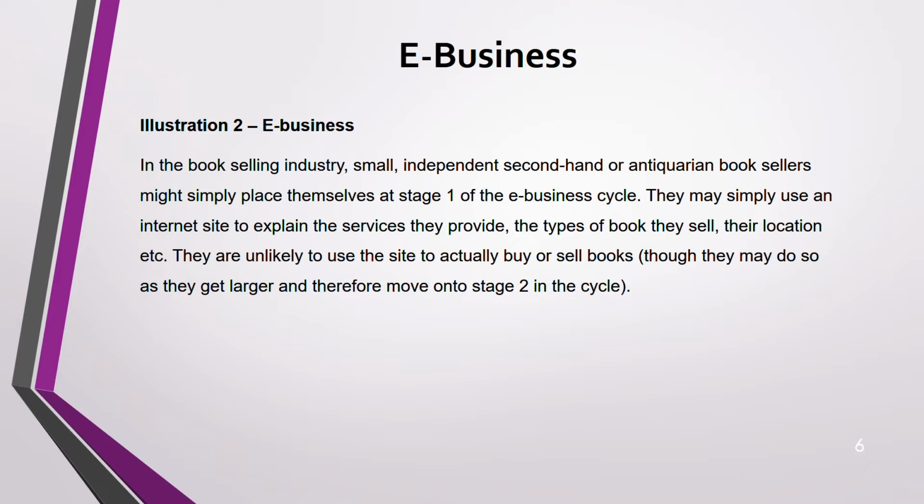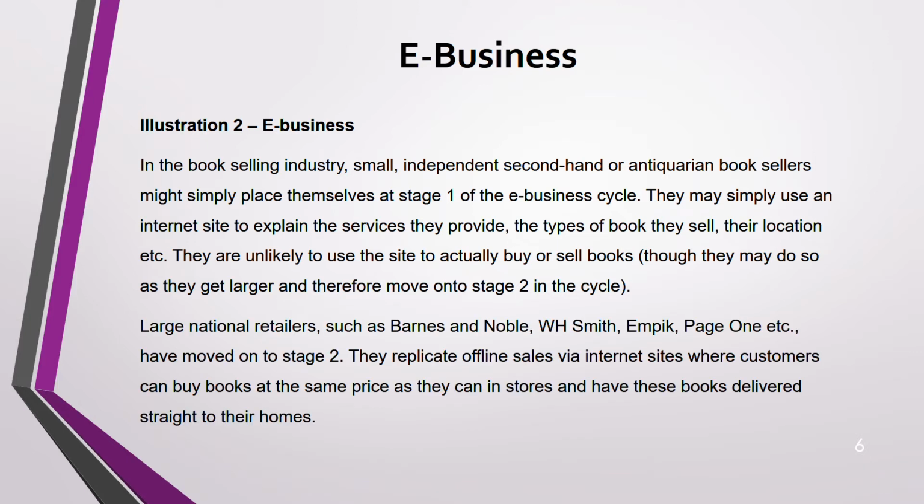Now they might consider moving to stage 2, because just having web presence is not enough, it's not going to give them any revenue. So they consider moving to stage 2. How? Examples like large national retailers like Barnes and Noble, W.H. Smith, Page One, they have moved on to stage 2. How? They are buying and selling through the internet, okay, with the same prices as the books that are available in stores.